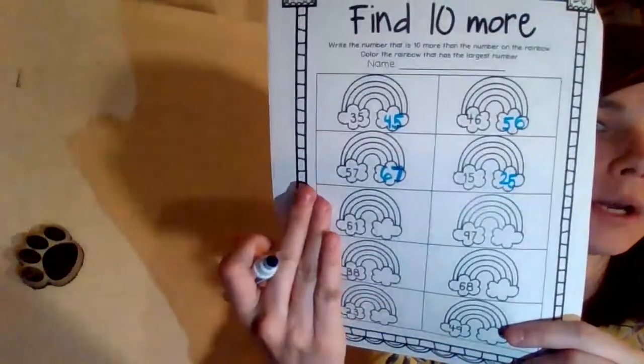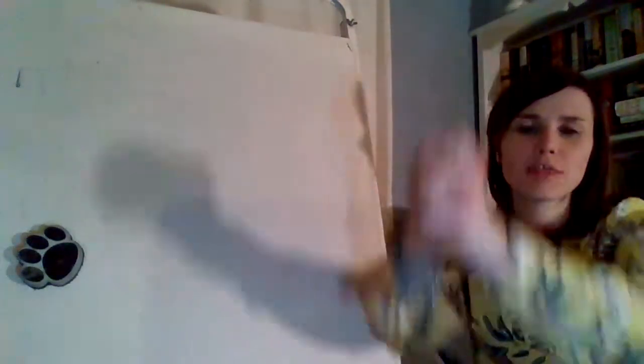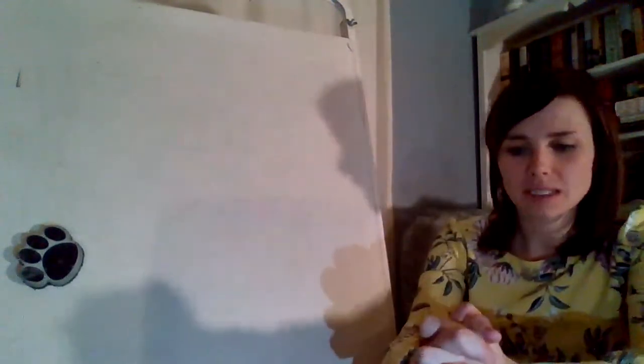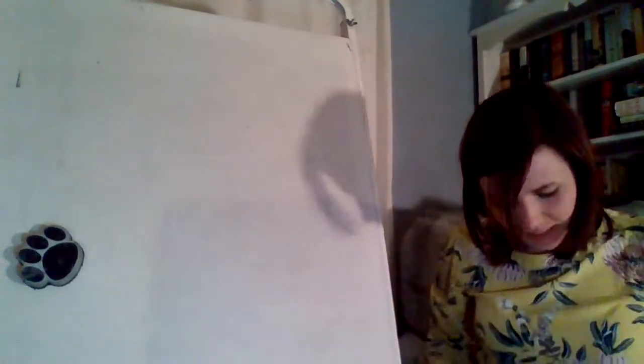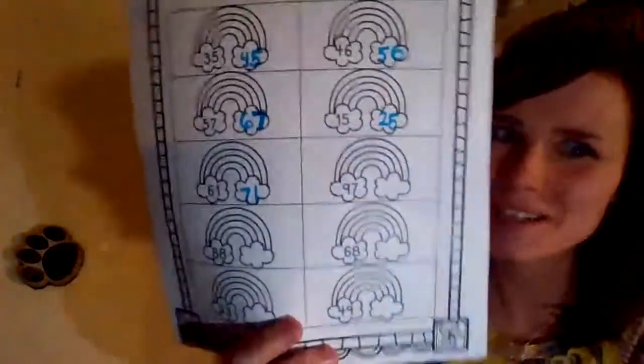All right, let's do one more together. We have 61. Let's make 60 together. Ready? 10, 20, 30, 40, 50. What comes after 60? 70. So it is 71. Nice job.